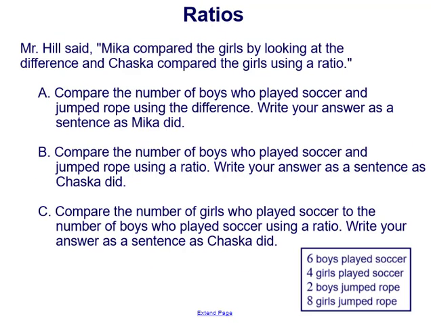Mr. Hill said, Micah compared the girls by looking at the difference, and Chaska compared the girls using a ratio. So let's break down what that exactly means in these 3 different parts.